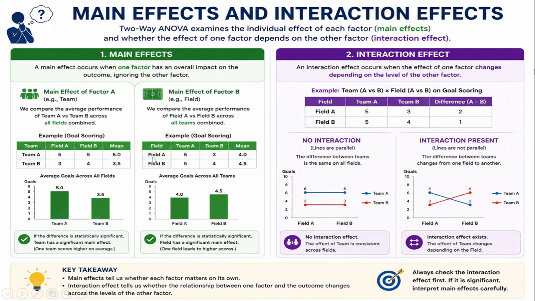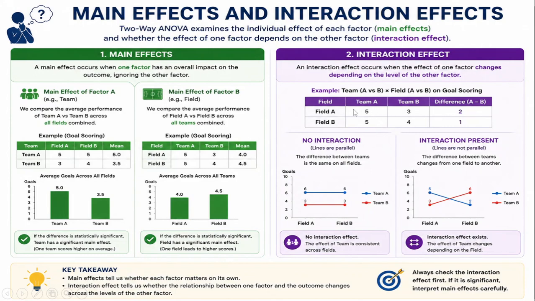And then the second main effect: we take the mean goal score for field A and the mean goal score for field B, and then compare them to check whether there are statistically significant differences. And then we come to the interaction. For the interaction, we match each of the teams, so we have team A and team B, playing on the various fields.